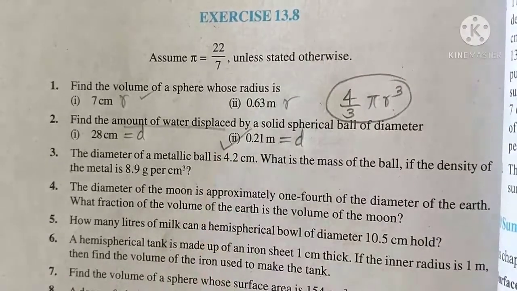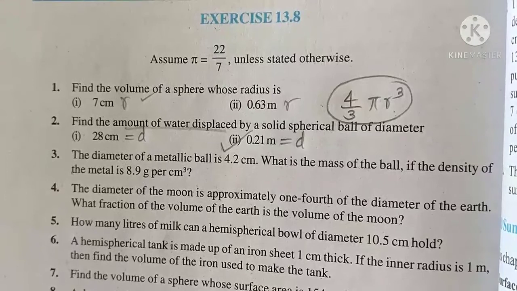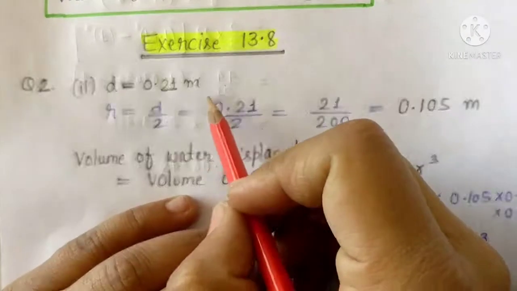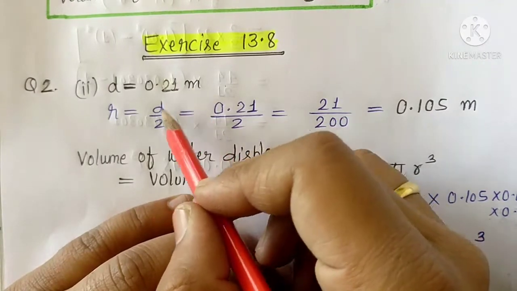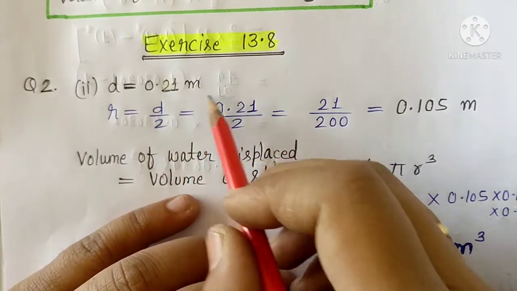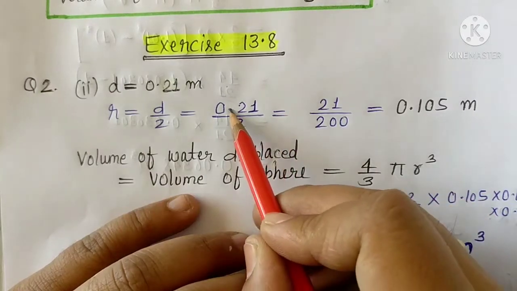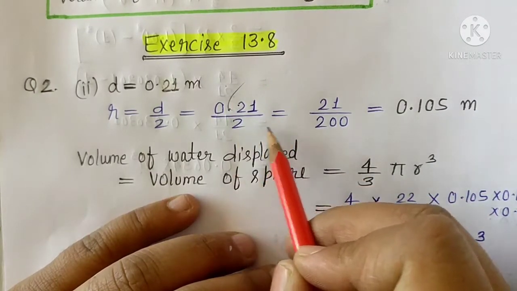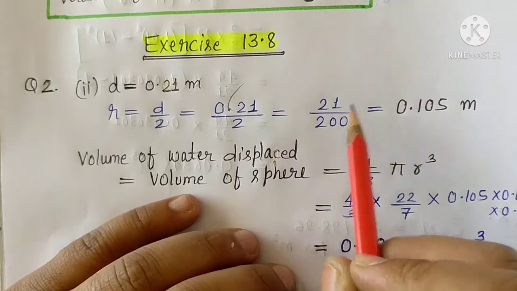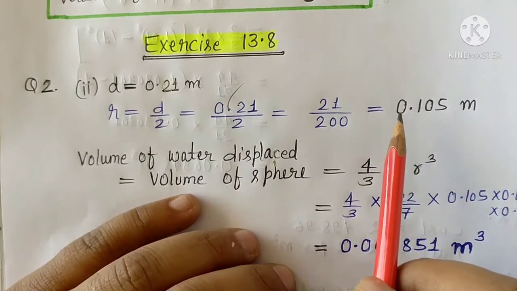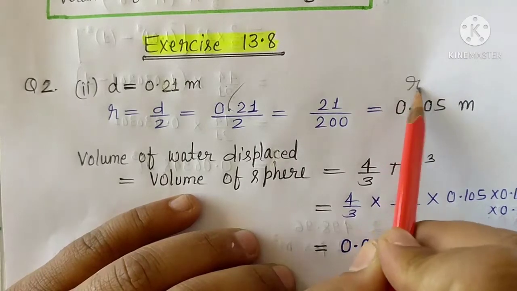So let's do the second part of this question, where d is given as 0.21 meter. On the basis of d, that is 0.21 meter, I have found the radius, that is d by 2. It means 0.21 divided by 2, which is 21 upon 200, because we remove the point. If we divide 21 by 200, it comes 0.105 meter. That is our radius.